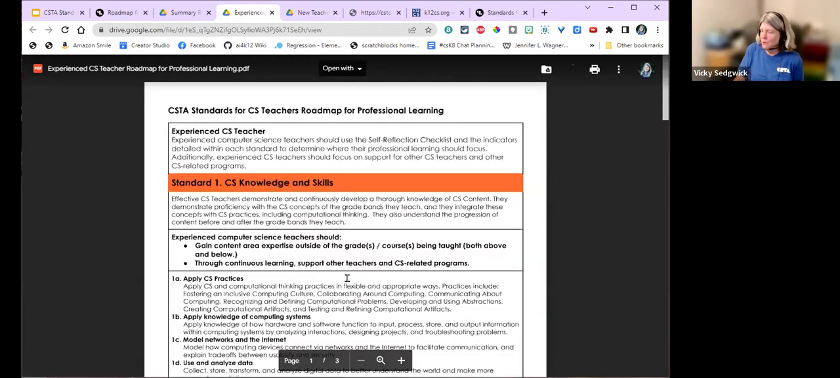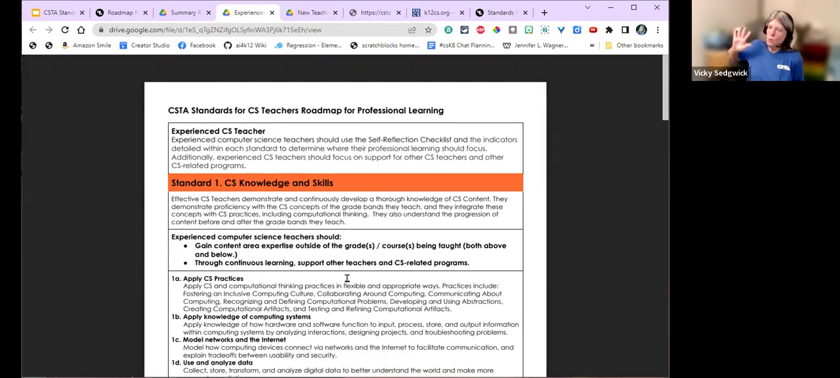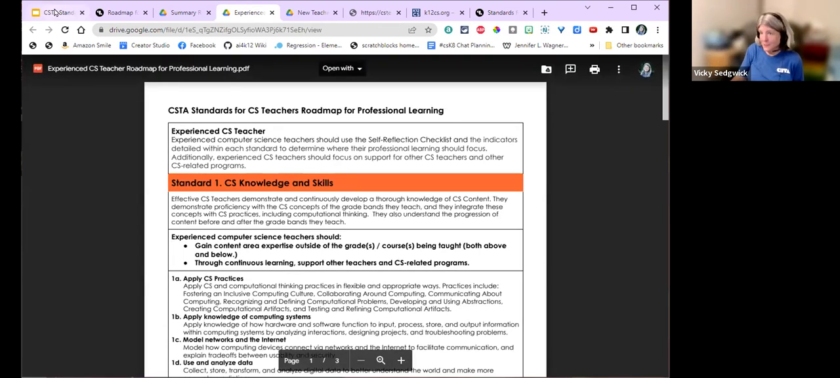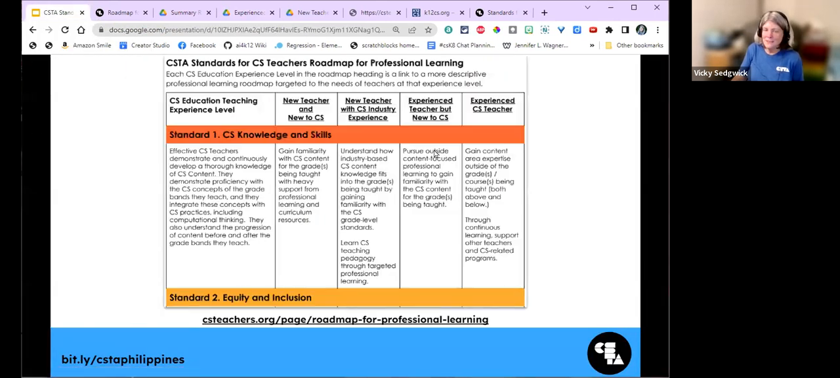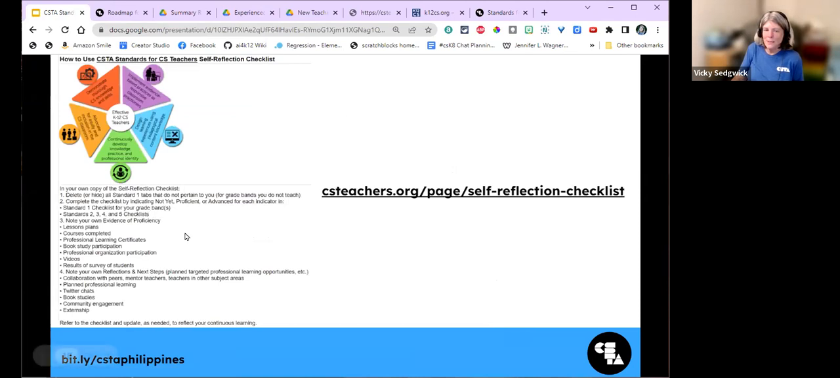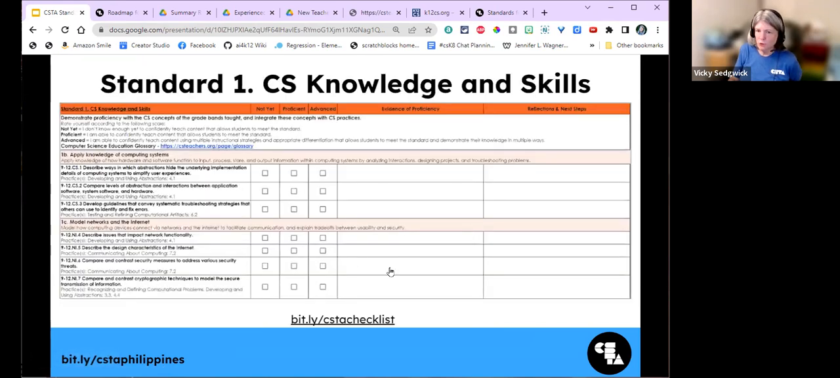So I like to start thinking along those lines, because when you look at the next thing that you're going to do, and I'm just, like I said, going to touch on these, the next thing that you're going to do is the self-reflection checklist. And the self-reflection checklist, it's basically a spreadsheet that you fill out. And if you fill it out, I'm going to click on it.